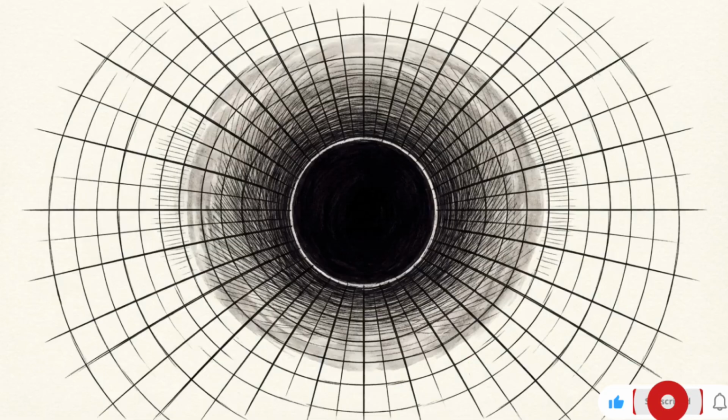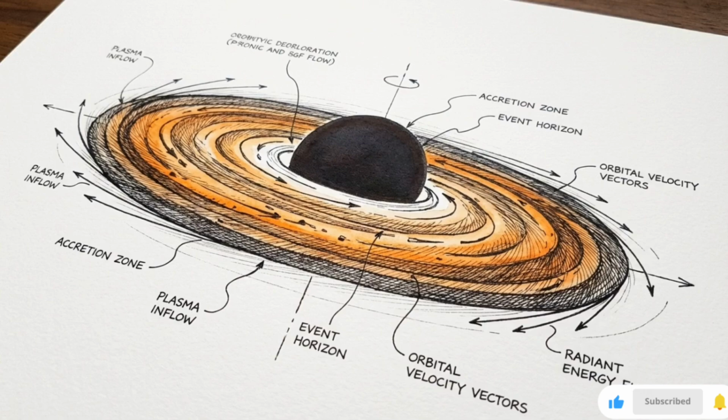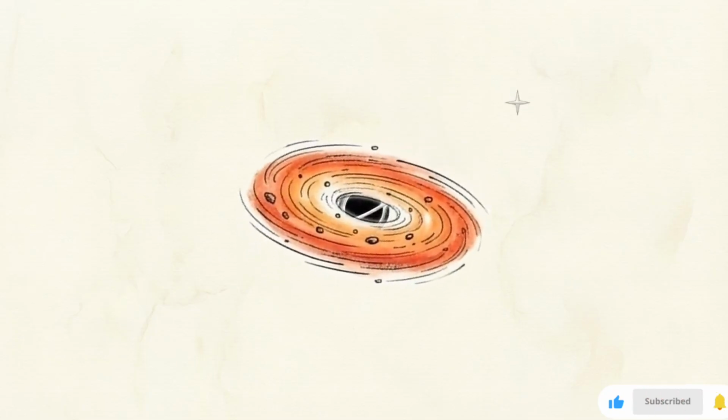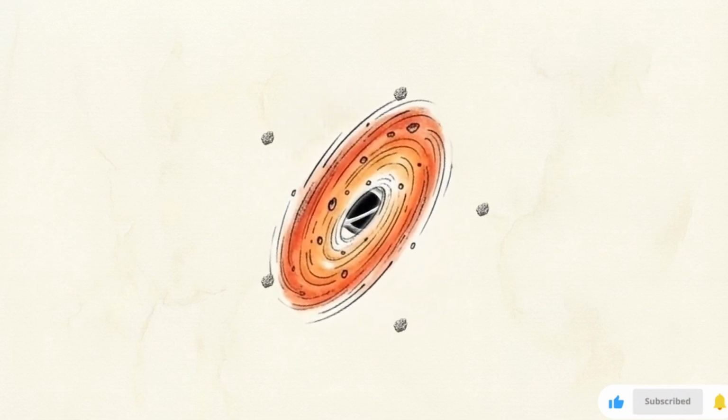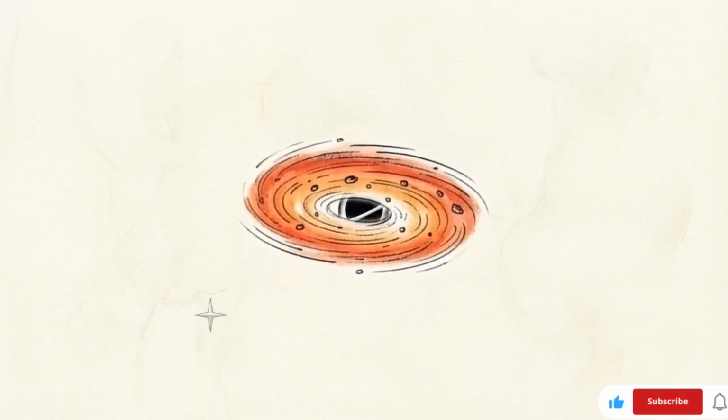Step 1 is defining the weight of this central engine. We're looking at a supermassive black hole with a mass 6.5 billion times that of our Sun. Surrounding this enormous mass is a swirling accretion disk. This disk operates as a feeding zone, actively consuming infalling gas, dust, and whole destroyed stars. But not everything falls in.